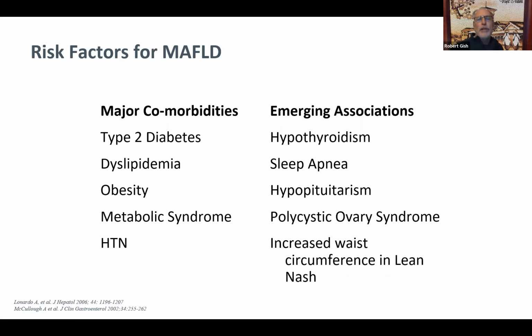Important on here is every patient needs to be worked up for thyroid. Make sure there's a TSH. You've done a sleep history, and you look for unusual conditions such as pituitary insufficiency in young women or younger women, polycystic ovary syndrome. And we have lean patients, have a normal BMI, but have an increased waist circumference. They have visceral fat. That visceral fat can drive cirrhosis.